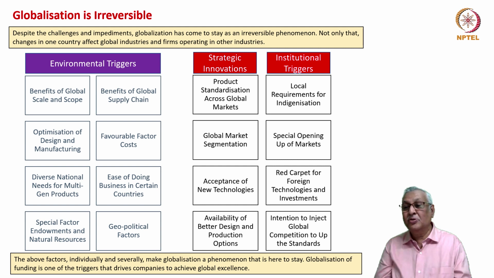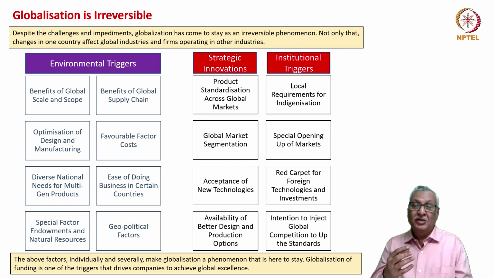Institutional triggers: local requirements for indigenization. Therefore, there could be an advantage of frugal engineering and cheaper costs. Special opening of markets to enable companies to come in. Production linked incentive scheme, as I said, is one such initiative. Red carpet for foreign technologies and investments. Red carpet that is being rolled out for semiconductor manufacture and hopefully for electric vehicle manufacture in future and autonomous vehicle manufacture too. Intention to inject global competition to up the standards.